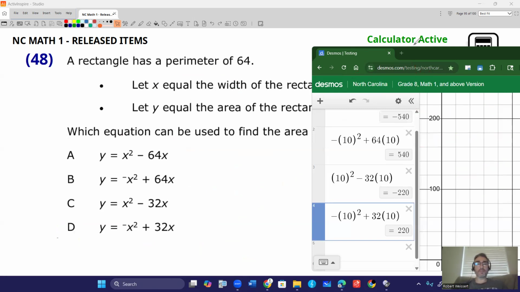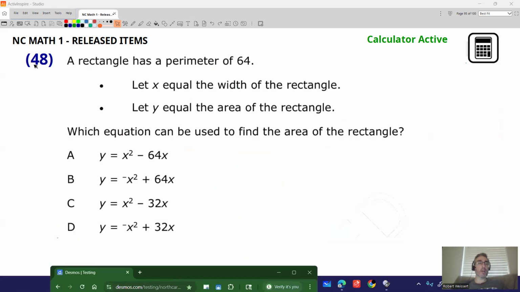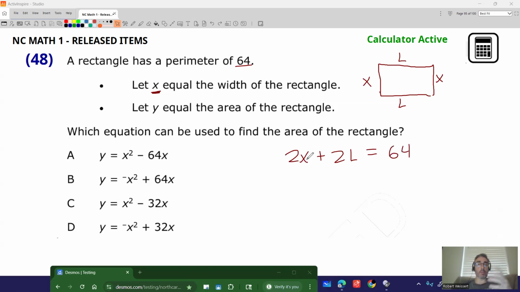All right, with algebra, it's not so clear cut. So you have to set it up old-fashioned. So first of all, if I know x is my width of the rectangle, and I know my perimeter is 64, I'll call this x, and to get my length, I'm going to have to set up an equation. So I have 2x plus 2L is equal to 64. My perimeter is both widths, both lengths, 64.